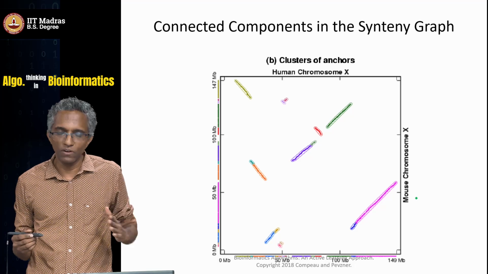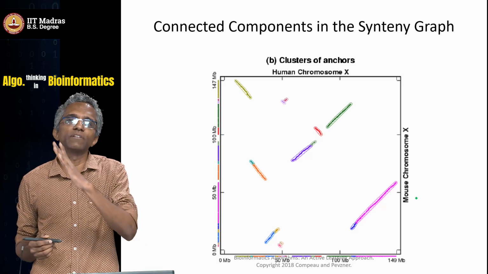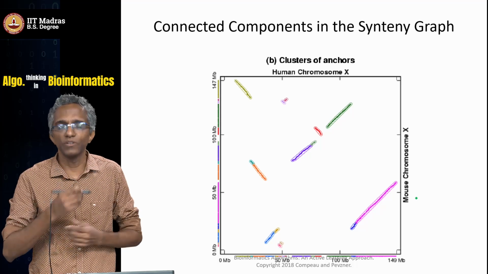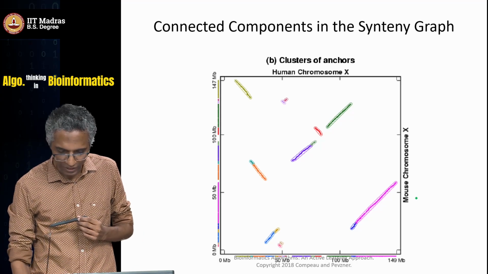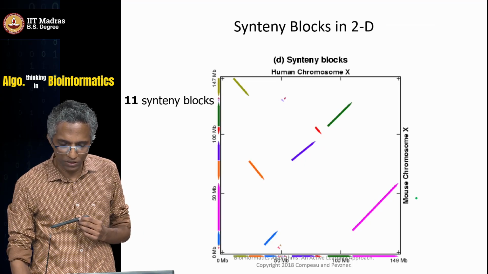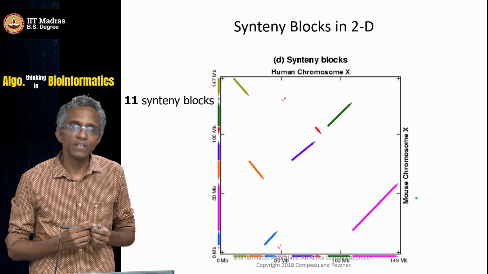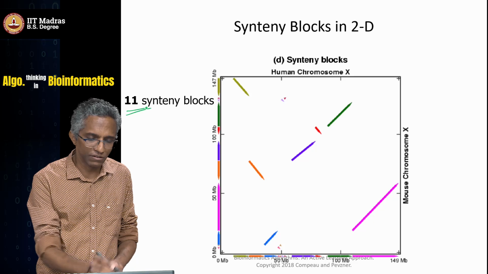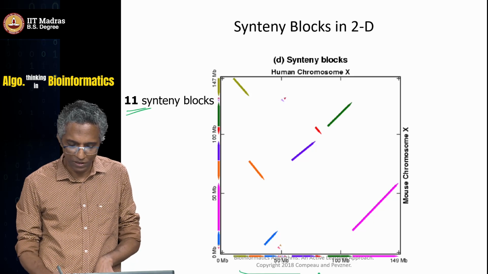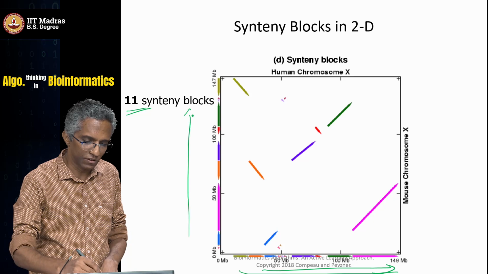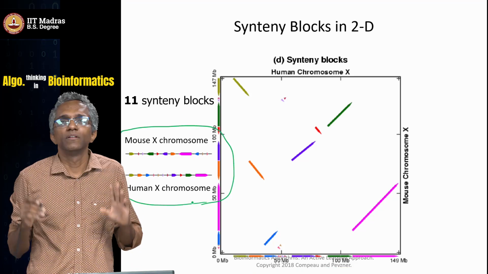If they are oriented along the forward diagonal direction, then you can give a plus sign. If they are along the opposite diagonal, then you can give it a minus sign and so on, and then map it back to the mouse and human chromosomes, right? And that is how you get the 11 Synteny blocks. Okay, so these are the 11 Synteny blocks. Here you have them ordered along the human chromosome, and here you have them ordered along the mouse chromosome.